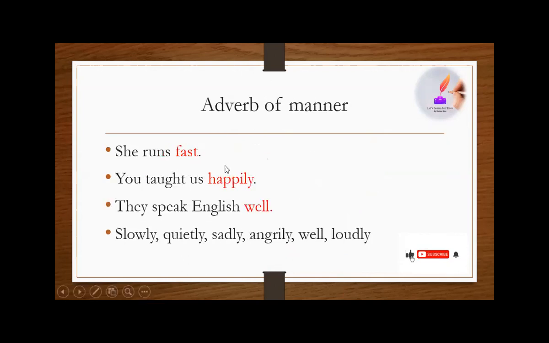Now, adverb of manner. She runs, and the question is how. So the answer is fast. She runs fast. You taught us happily. How? Happily. They speak English. How? Well. You may use words like slowly, quietly, sadly, angrily, and loudly in your sentences to understand adverb of manner.